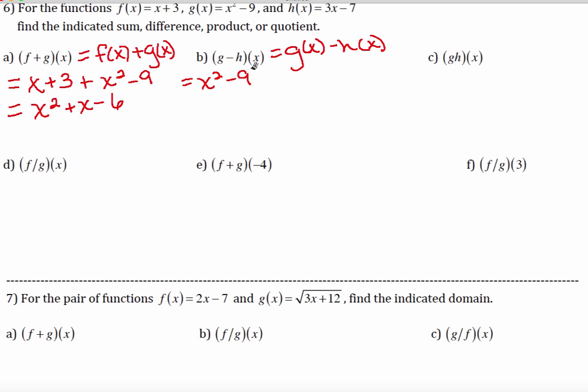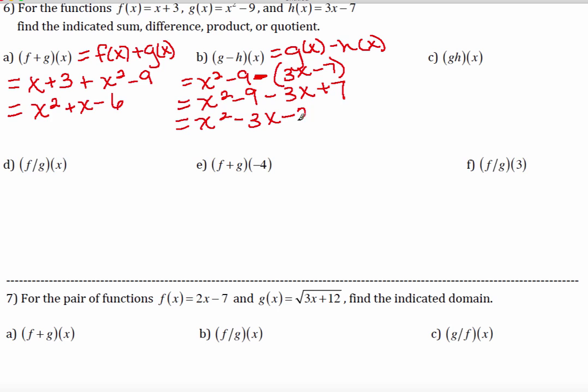My h function is 3x minus 7. And you have to make sure when you do subtraction that you do use parentheses, because if you don't use parentheses, you're not subtracting the entire function. You're just subtracting the first term in the function. And then once you put the parentheses around, you can go ahead and distribute your negative if you can, which we can. And then I'm going to combine like terms, and I get x squared minus 3x minus 2.